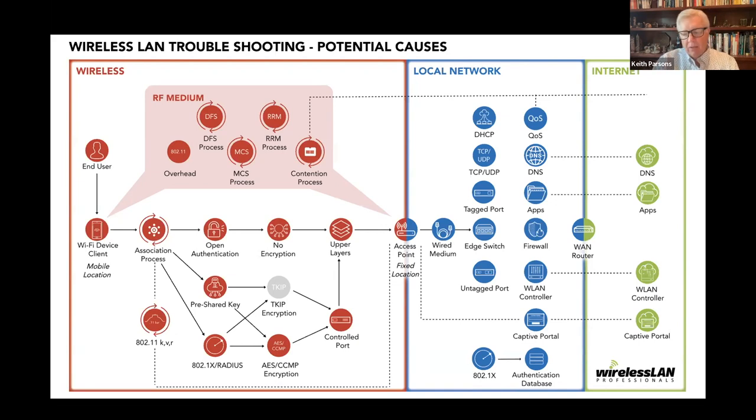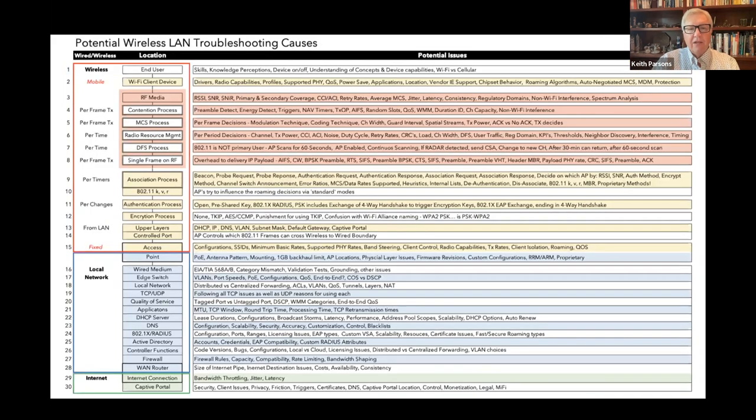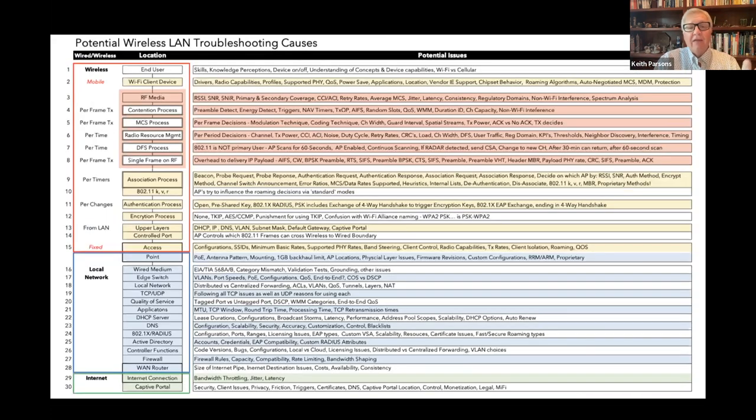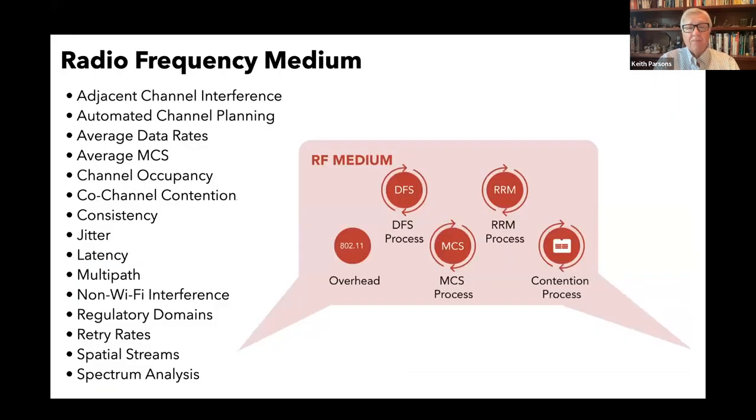Now, each one of these little bubbles has a line. Yeah, this is overwhelming. Don't worry, you don't have to memorize this. Just to the right side are all the things that could go wrong that would cause that one bubble to have a problem. So we have lots of bubbles, and they're organized here, and each of those has what individual items could go wrong. And thus, back to the Occam's razor cartoon, troubleshooting Wi-Fi is pretty complex. There's a lot of things that can go wrong.